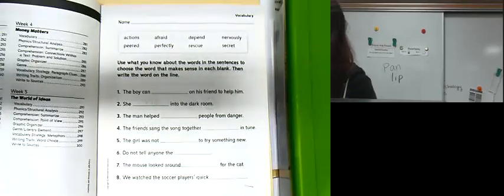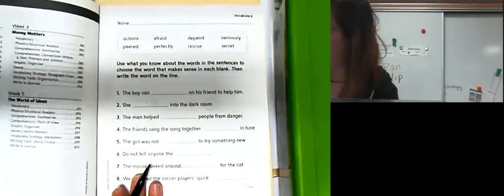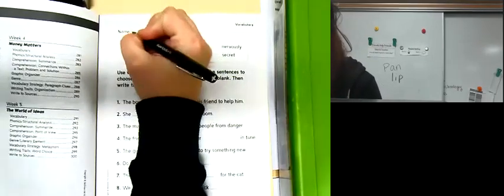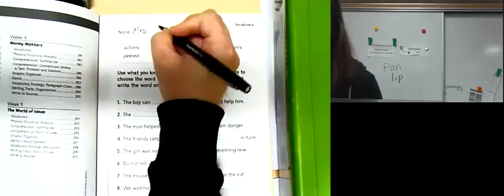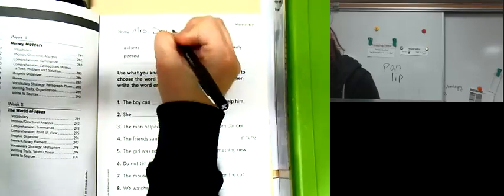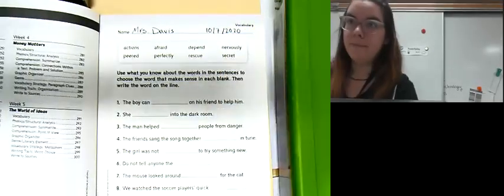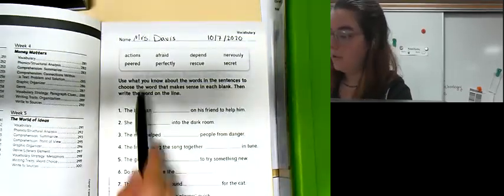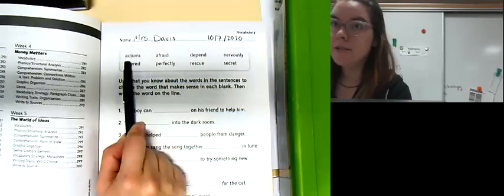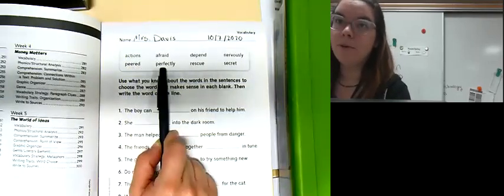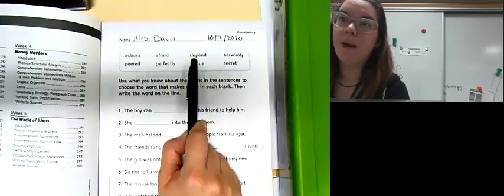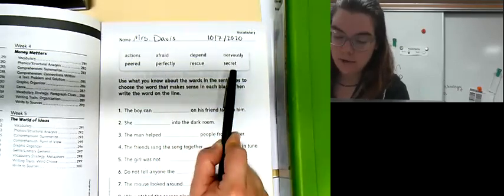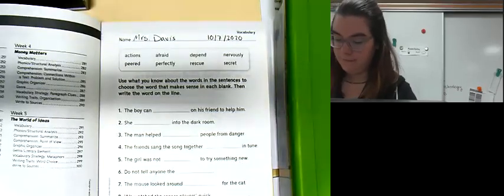Okay, and our first job is to write our name and the date so we know when we did it. So for me, I would write Mrs. Davis. And it is 10, 7, 20, 20. Okay, and we're going to go over the words in the box up here. This is actions, peered, perfectly, afraid, depend, rescue, secret, and nervously.